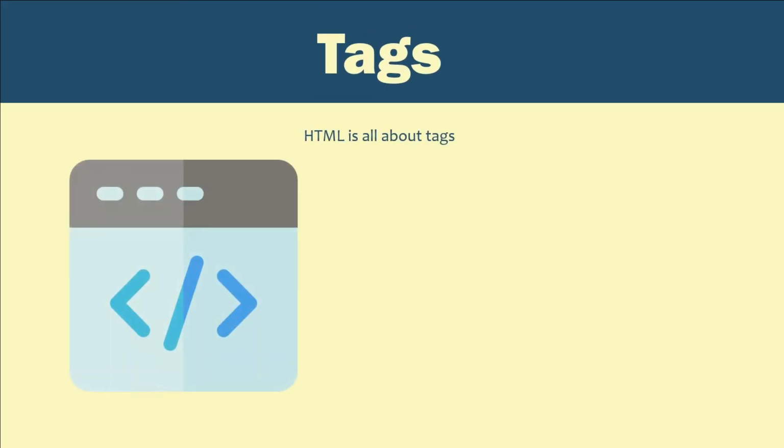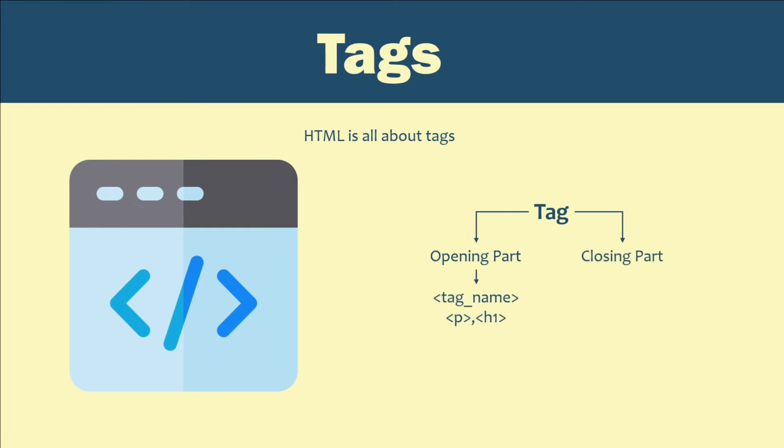HTML is all about tags. Each tag has two parts. One, the opening part, and the other is called the closing part. The opening part is usually written as tag name enclosed by angle brackets like this, while in closing part we put a slash before the tag name like this.